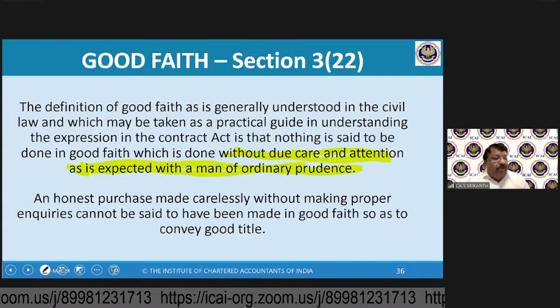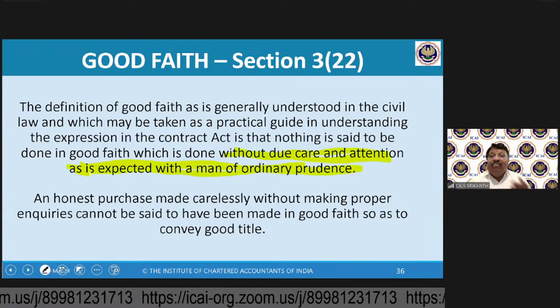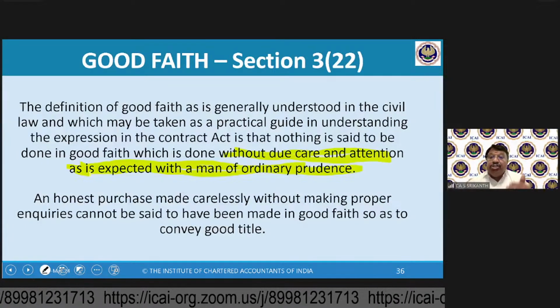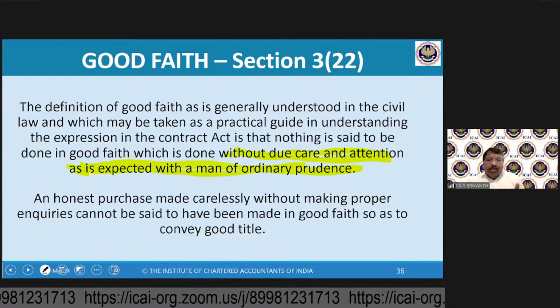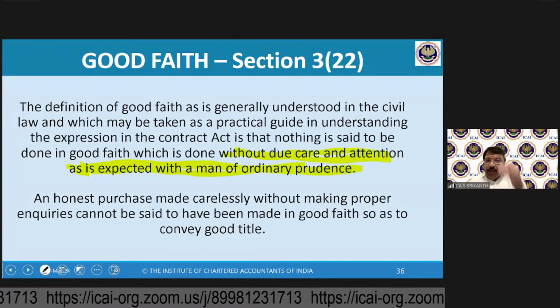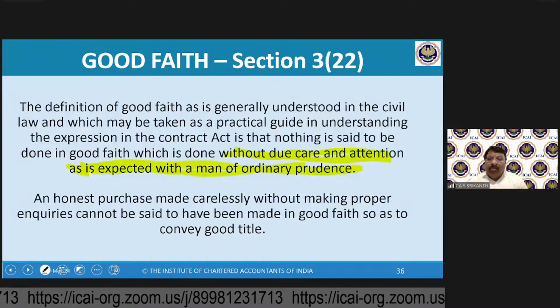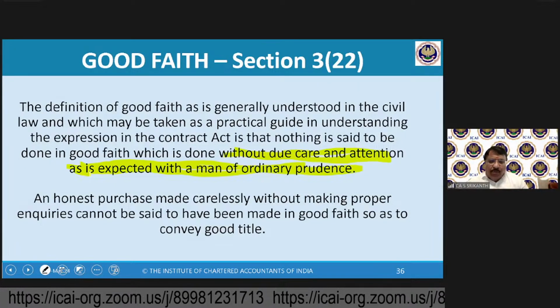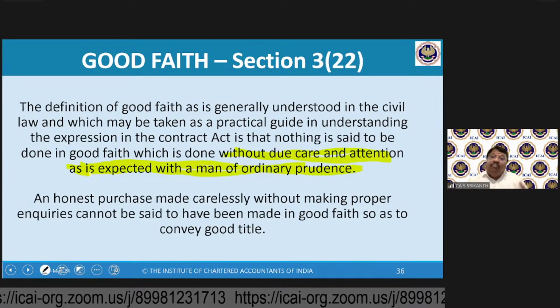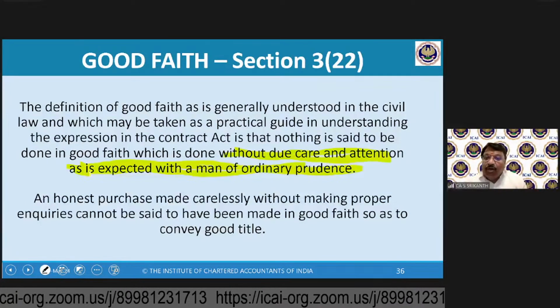As is expected of the man of prudence means being careful. Prudence means being cautious. All chartered accountants are meant to be prudent. We should be serious. Whenever we do something, we should not be over optimistic. We should look at all the possibilities of when it will not work. Of course, we should have a positive attitude and hope for the best, but prepare for the worst.